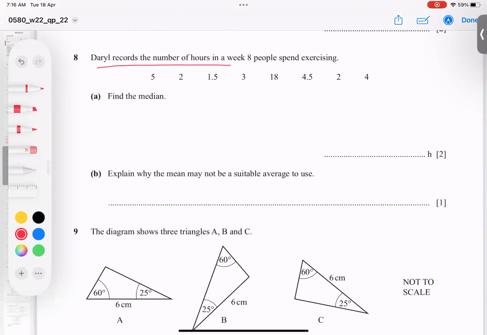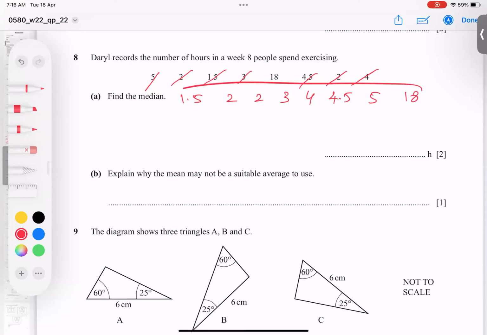Part D requires the number of hours eight people spend exercising. Okay, and for the median, the data must be in order. Order smallest number first: from here it is 1.5, then 2, then 2, then 3 comes. After that 4, then sorry, not 5, 4.5, then 5, and then 18. So data must be in order.